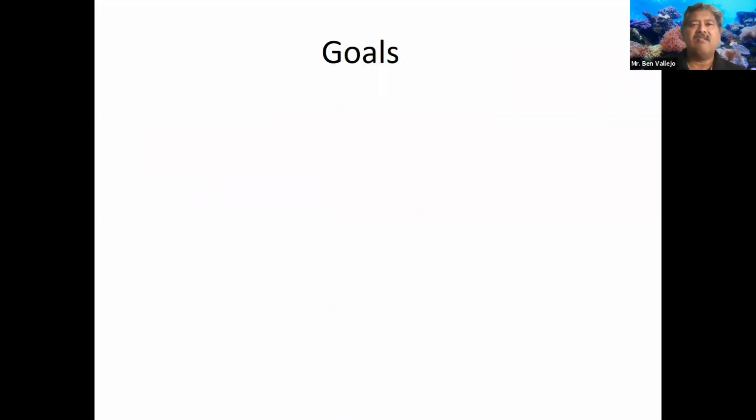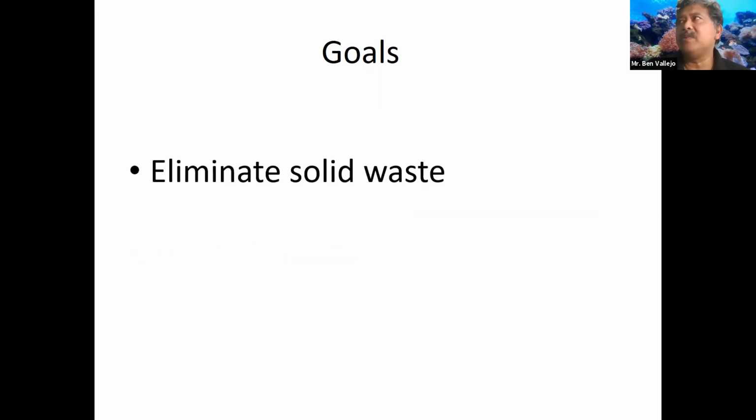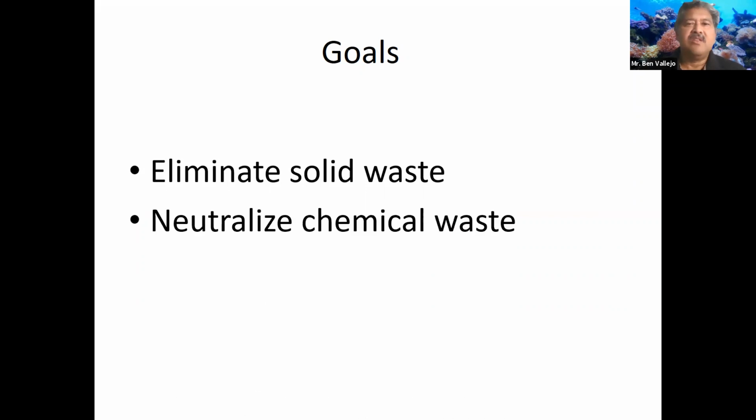Now, with aquarium filters, as we talked about last week, we were taking a look at the 6 principles of aquarium husbandry. Your filter needs to help you eliminate solid waste in your fish tank. Your filter also needs to neutralize chemical waste. Now, the first one is called biological filtration. We learned that before. The second one is called chemical filtration when we have chemical waste.